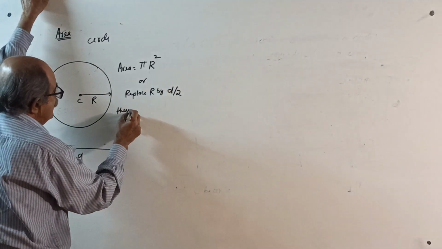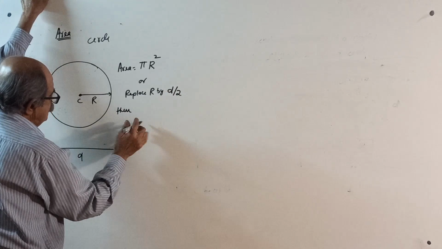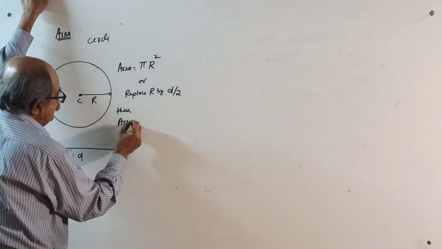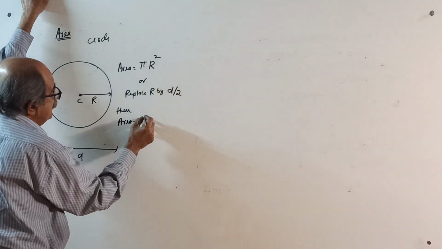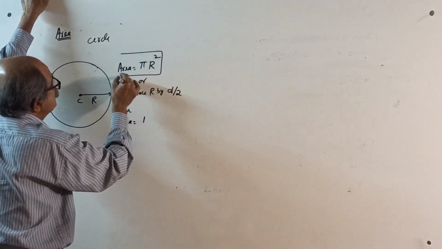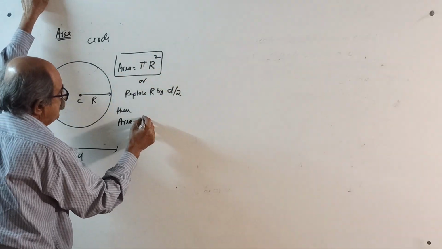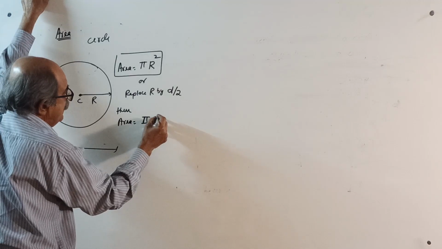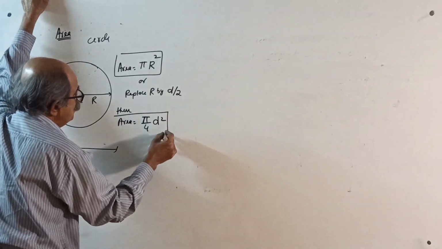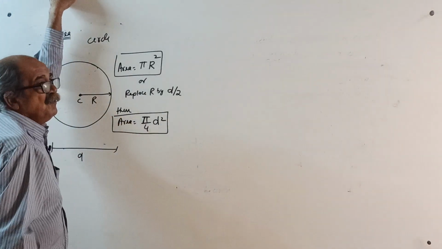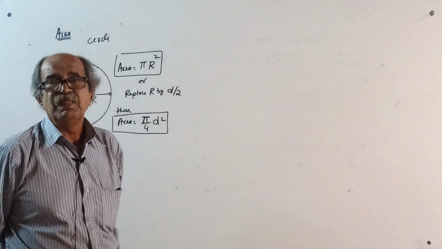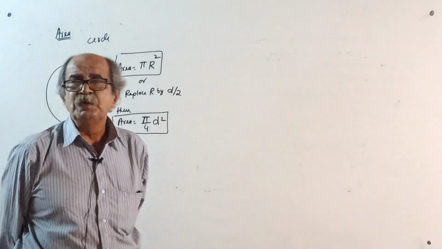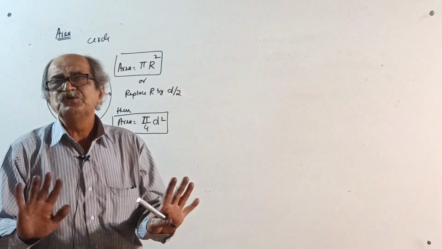Then area equal to, see here, pi into (d/2) square. This is the area for a circle in terms of radius. Area equal to pi by 4 of diameter square. So these two you have to remember correctly. Right now, for derivation purposes, you require radius. Later, when you go to numerical problems, I never use radius.